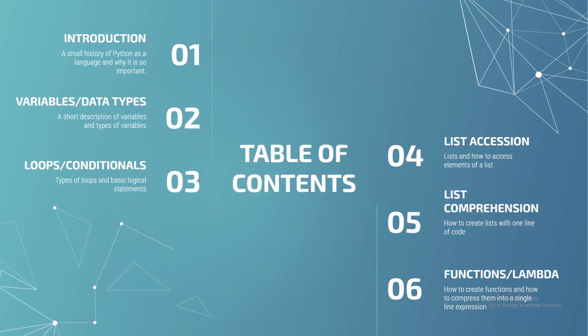In this section, I will be covering 6 basic topics. First, like I mentioned before, an introduction and a small history of Python. The second topic I will cover is variables and data types. The third topic will be loops and conditionals. Fourth will be list accession. Fifth will be additional comprehension of lists and functions on lists as well. And sixth, I will be going over functions and lambda expressions.